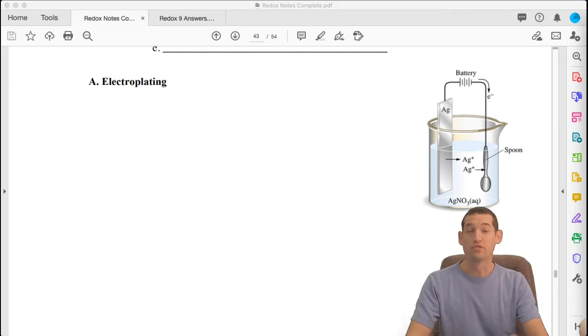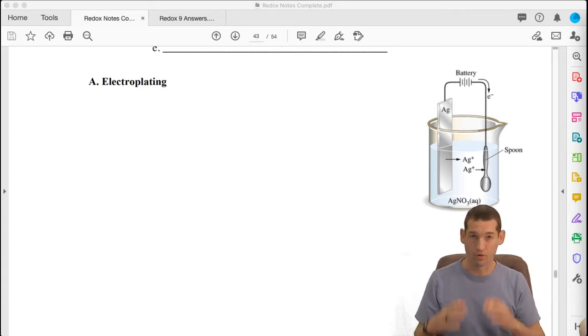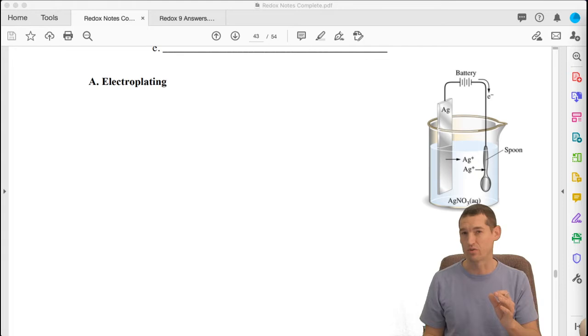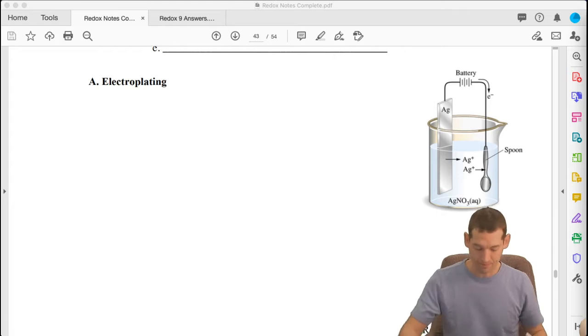So remember that these are non-spontaneous reactions. They require voltage to force these reactions to take place. So if you ever see a reaction that has a battery or power source or anything like that, dead giveaway, that's an electrolytic cell. Okay.